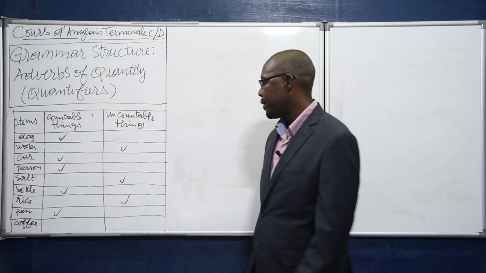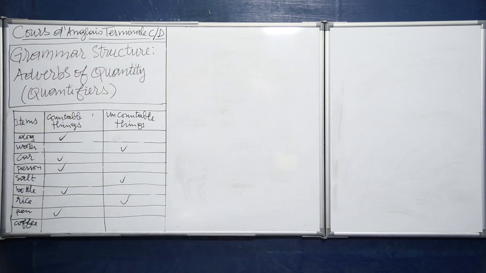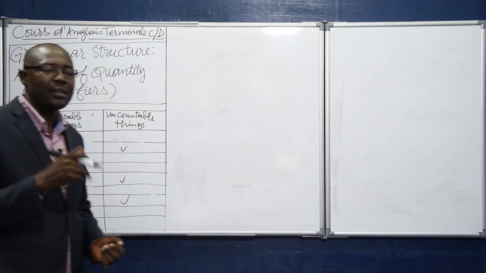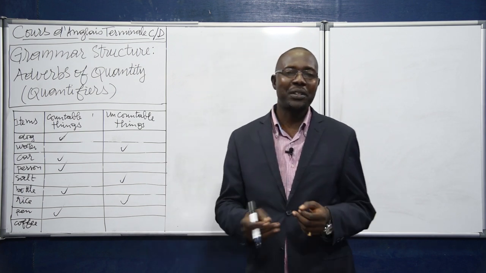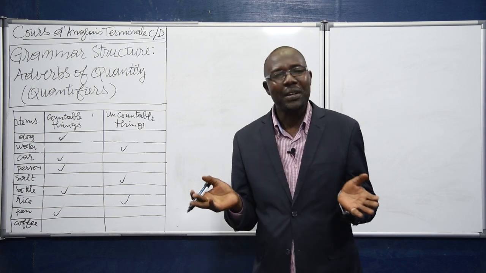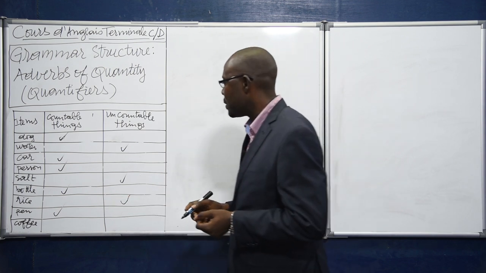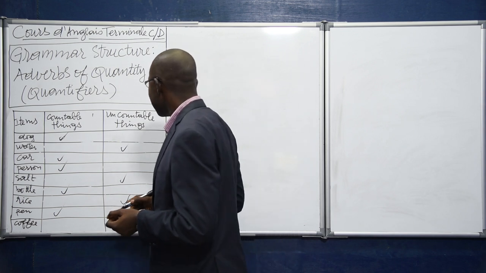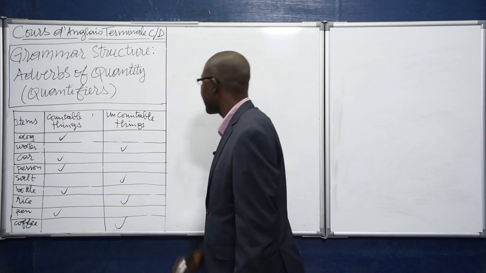And the last one here is coffee. Coffee is something you drink, sometimes every day, depending on the culture. There are some cultures where every day they drink coffee. But can we count? No, we cannot count coffee because it is liquid. We cannot count liquid. So coffee is uncountable. So we tick here, it is uncountable.